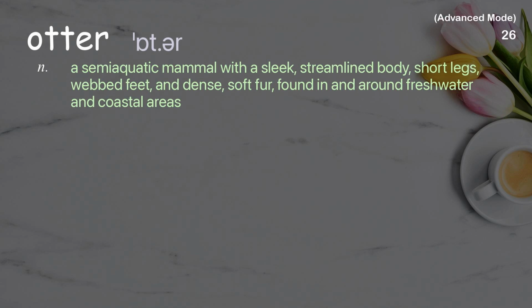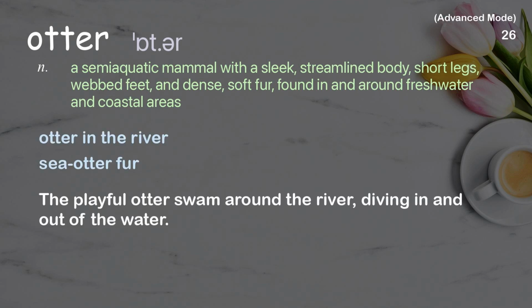Otter. A semi-aquatic mammal with a sleek, streamlined body, short legs, webbed feet, and dense, soft fur, found in and around freshwater and coastal areas. Examples: Otter in the river. Sea otter fur. The playful otter swam around the river, diving in and out of the water.